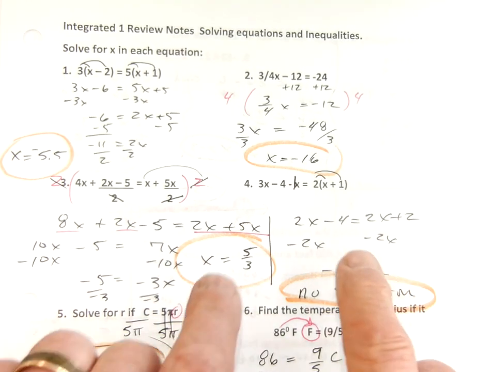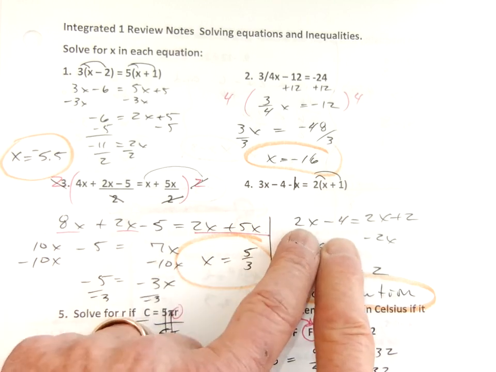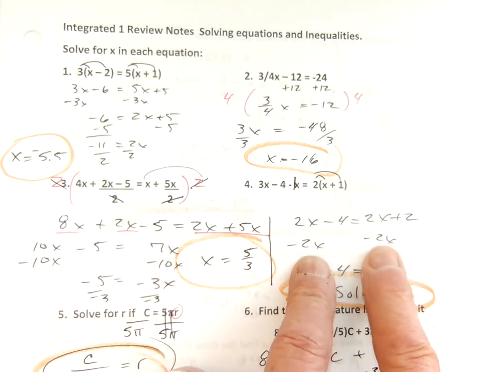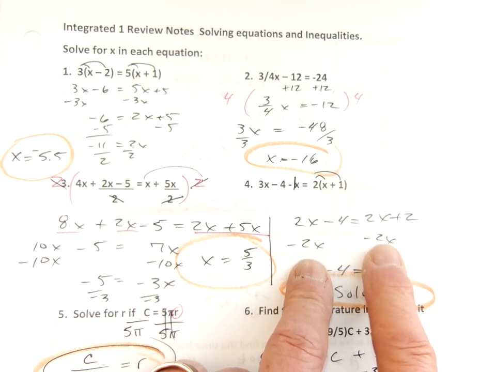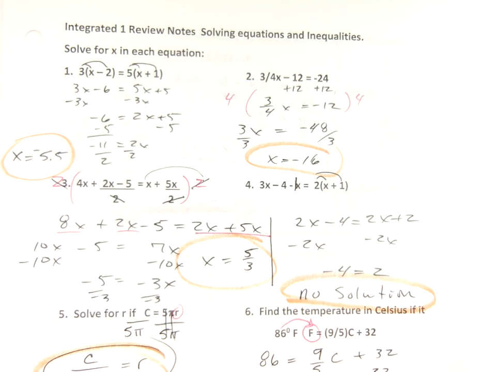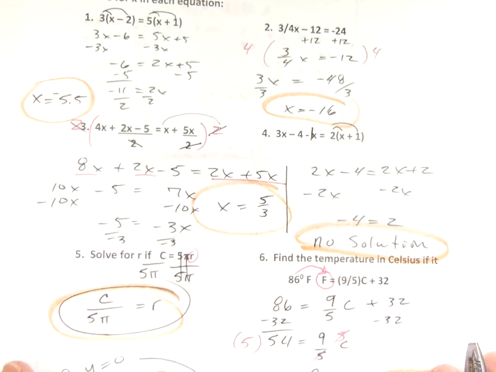4, 3x minus 1x is a 2x. Let's combine those, and I distributed 2x plus 2. Now here, when I subtract 2x from both sides, the x's are gone. So you get negative 4 equals 2. Can't happen. So we say no solution. X's are gone, no solution.